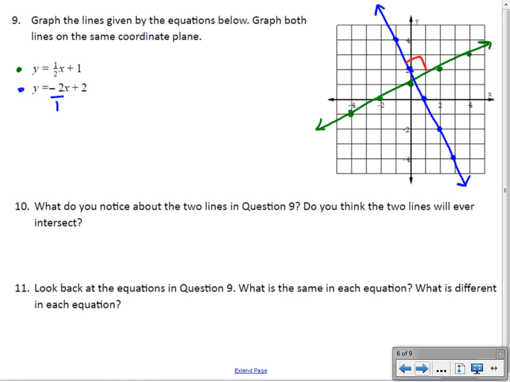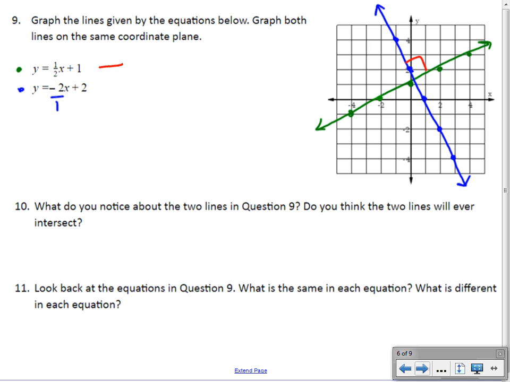Now, we can't just eyeball it, though. We have to be able to prove that these two lines are actually perpendicular. So how do we tell? Well, we go to our equations. Now, the problem is there's no number in common that you can immediately see. The relationship comes down to the slope.